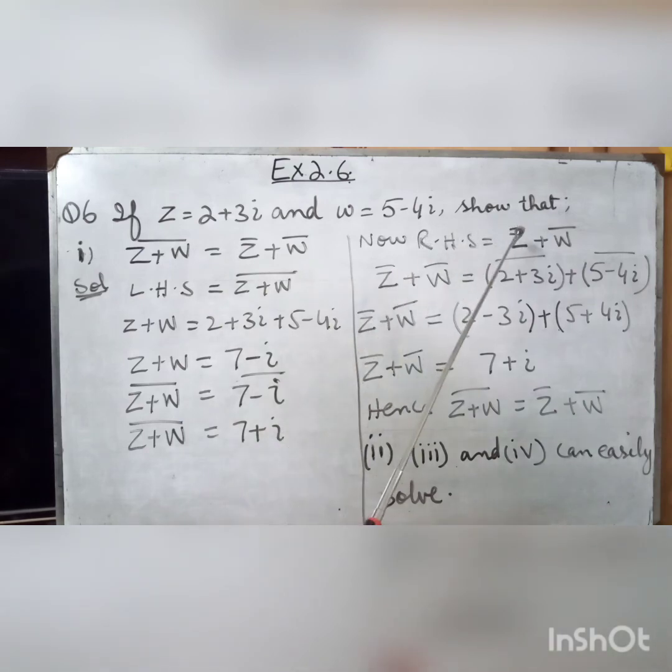Now right hand side, which is z bar plus w bar. So after taking the conjugate of z and w, we have 2 minus 3 iota plus 5 plus 4 iota. Conjugate of 2 plus 3 iota and 5 minus 4 iota. After simplification, we have 7 plus iota, which is equal to conjugate of the sum of z plus w. So left hand side is equal to right hand side. Part number 2, 3 and 4 can easily be solved.